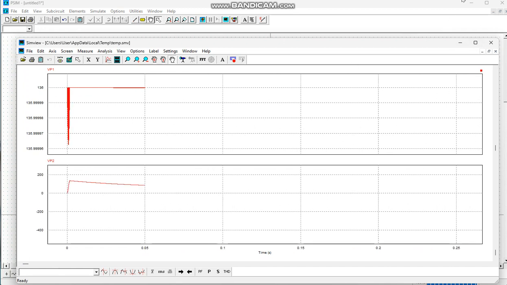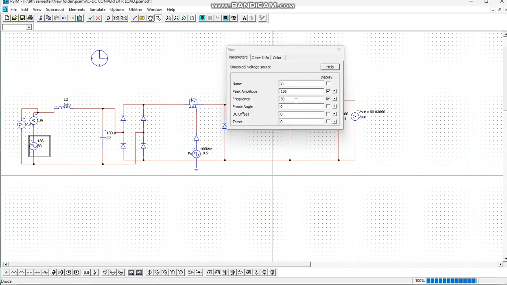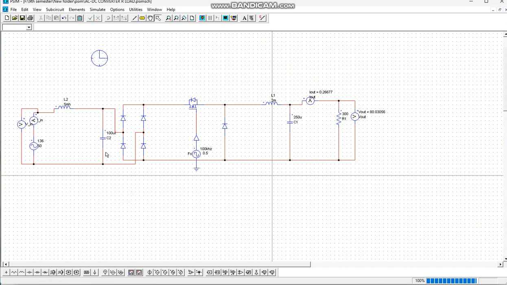Next we start another, the AC to DC converter. In this section we design an AC to DC buck converter. We use a rectifier because we know the AC source needs to be converted to DC, so we need a rectifier. Input voltage was 136 volt and 50 hertz. We know the AC frequency in Bangladesh is 50 hertz, so we use 50 hertz.